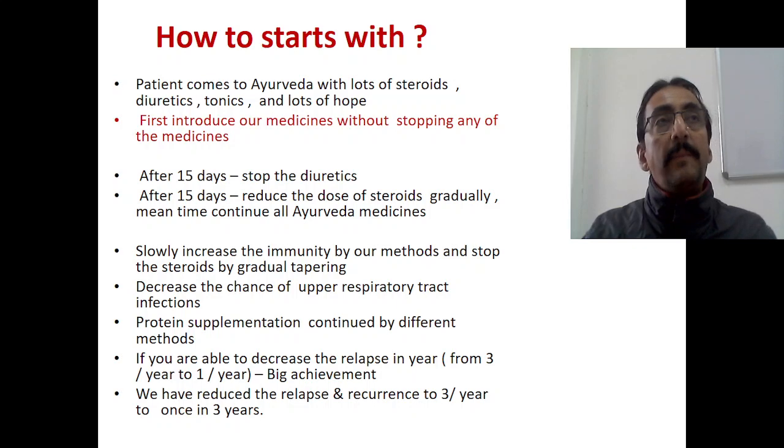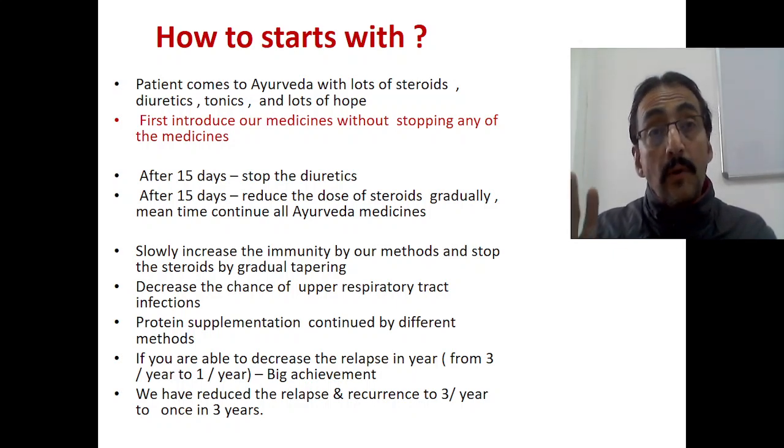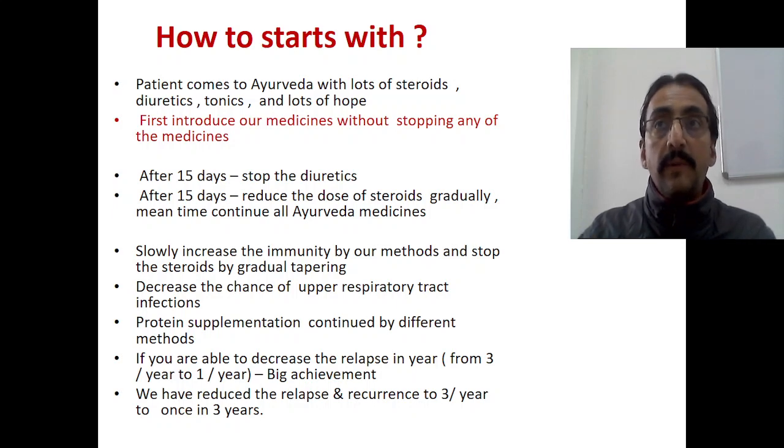Decrease the chance of upper respiratory tract infection. Keep a check on repeated respiratory tract infections. Protein supplementation should be continued by different methods. It may be through basti, or orally, or by the intake of egg albumin, etc. If you are able to decrease the relapses, suppose the patient is having 3 relapses in 1 year, and after taking Ayurveda medicine there is only 1 relapse in a year, that should also be considered a big achievement.